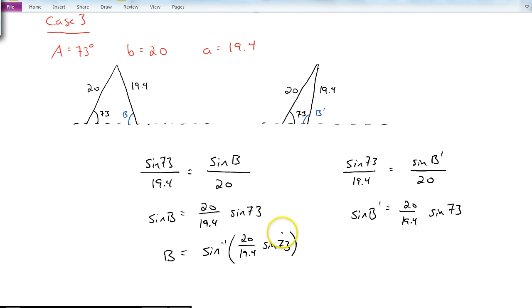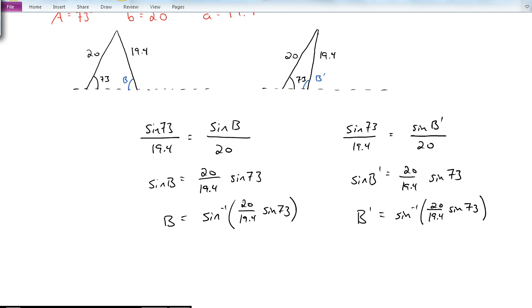Okay, so that number in there, when I take the inverse sine of it, should give me angle B, but also it should give me B prime, shouldn't it? 20 over 19.4 times the sine of 73. So now we're thinking, if I type this into my calculator, and I take the inverse sine of these quantities, I should get two different angles? That's not possible. And this takes us back to a very important point about the inverse sine function.